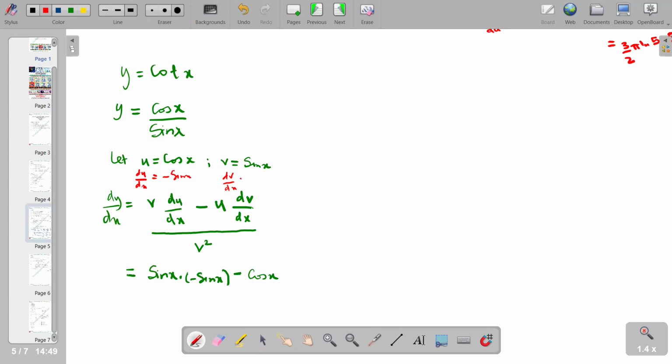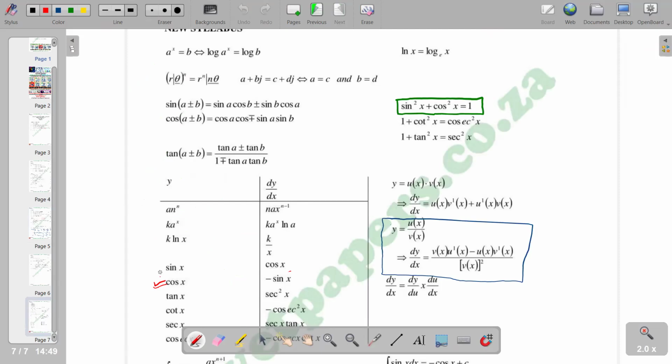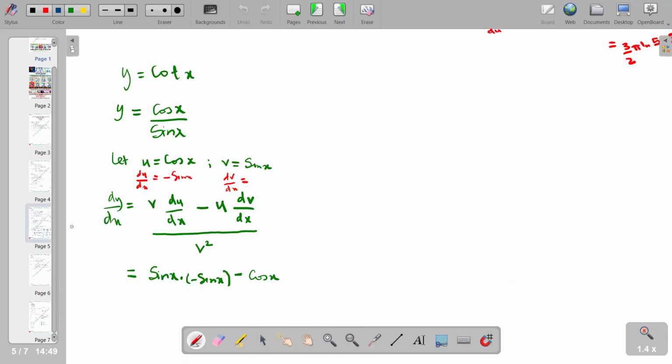You just go to your formula sheet. If you are having sine x, the derivative is cos x. So you just go here and put your cos x all over v. V is sine, so it's all over sine squared x.